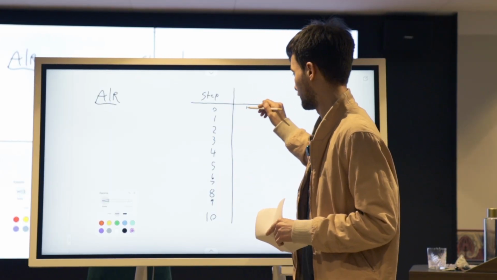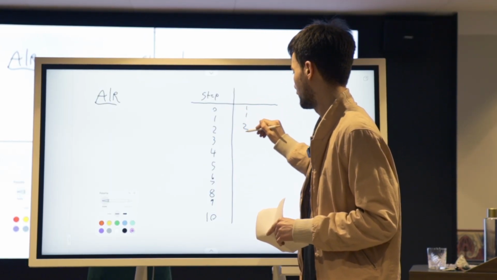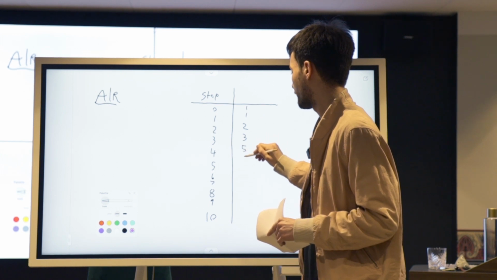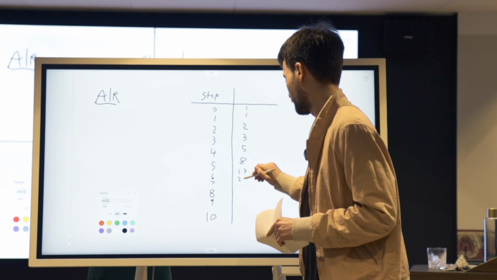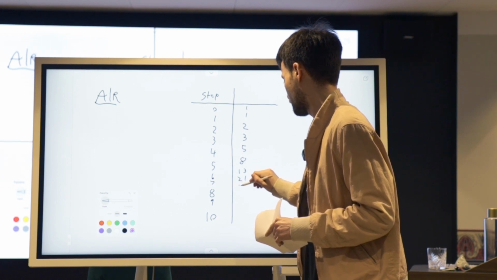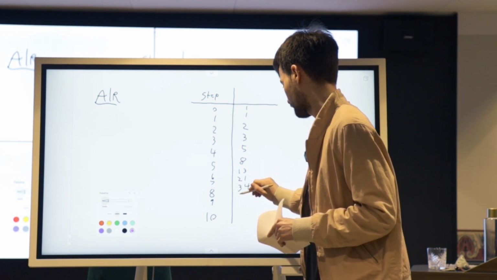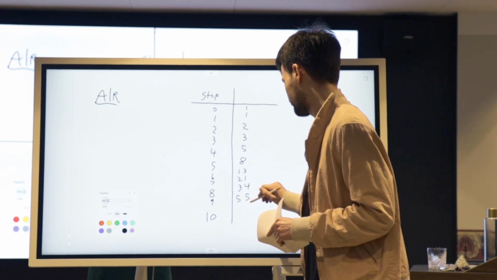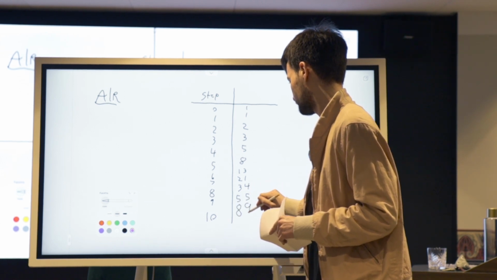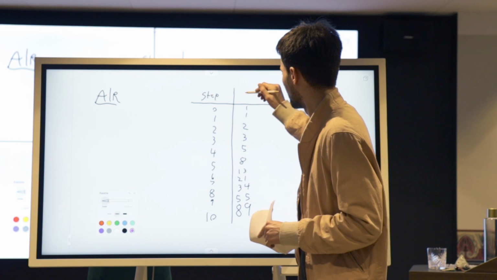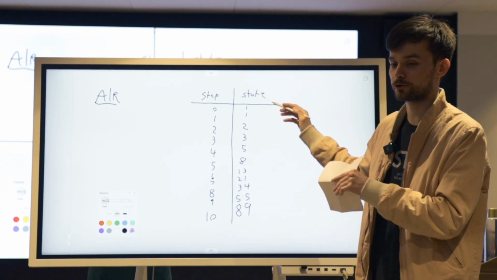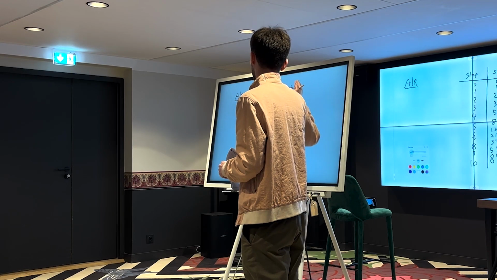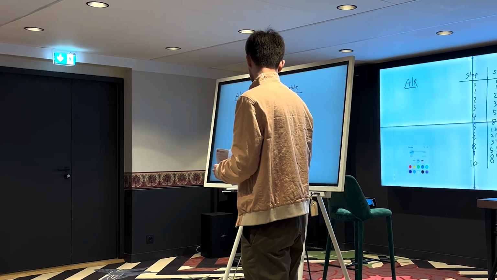So Fibonacci: 1, 1, 2, 3, 5, 8, 13, 21, 34, 55, 89. This is called your trace, and you fill it out as you're doing the computation.